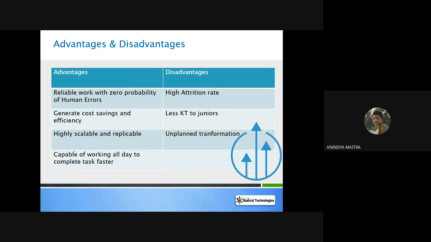Less KT to juniors is the second point. This is very important. But first, what is attrition rate? It's the rate at which resources leave the company every year. Suppose you have 100 employees in India, and in that year 20 employees leave your organization, then your attrition rate is 20%. Clear? Okay.